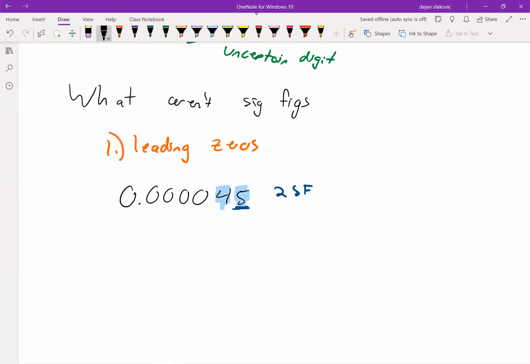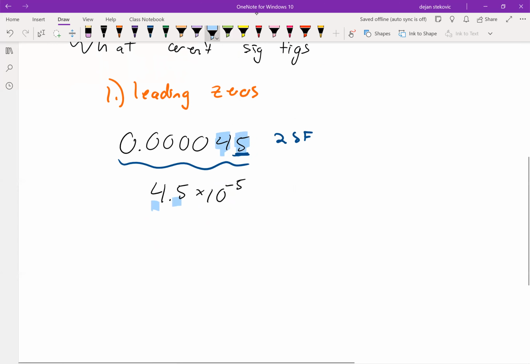It can work for non-decimals too. It just doesn't really make sense. Like, for example, the number 45, you could write as 0045. I don't know why you would, but if you ever do, that doesn't add sig figs. You still only have 2 sig figs here. And really writing it in scientific notation helps make it a lot more sense, right? If we were to write this number in scientific notation, we would write 4.5 times 10 to the negative 5. Right, so you can see how this one does indeed only have 2 sig figs.